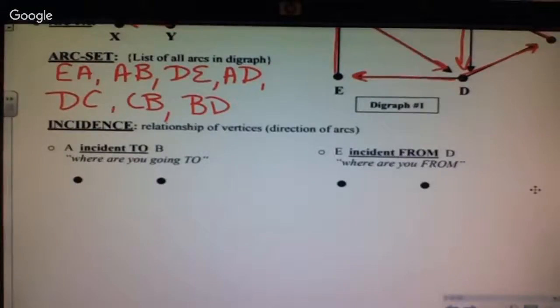So, they like to use this term in this chapter called incidence. Incidence is the relationship of vertices and the direction of arcs. If it says A is incident to B, so A goes to B. As an arc set, this would be AB, because A is my start, B is my finish.